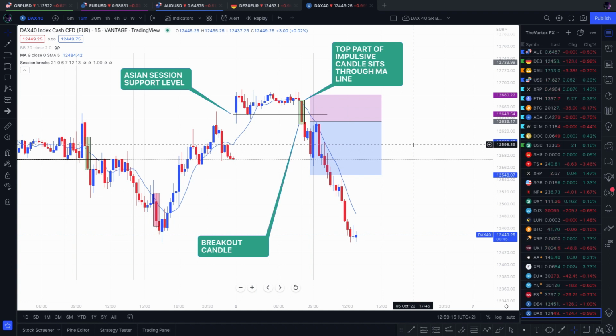I'm the Vortex Trader, and today we had another awesome scalp short signal entry on the DAX 40 in the 15-minute time frame. So without further ado, let's jump right into it.